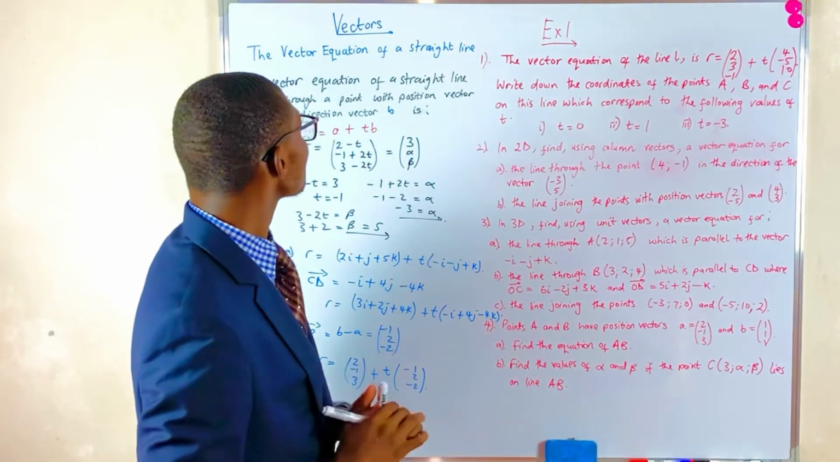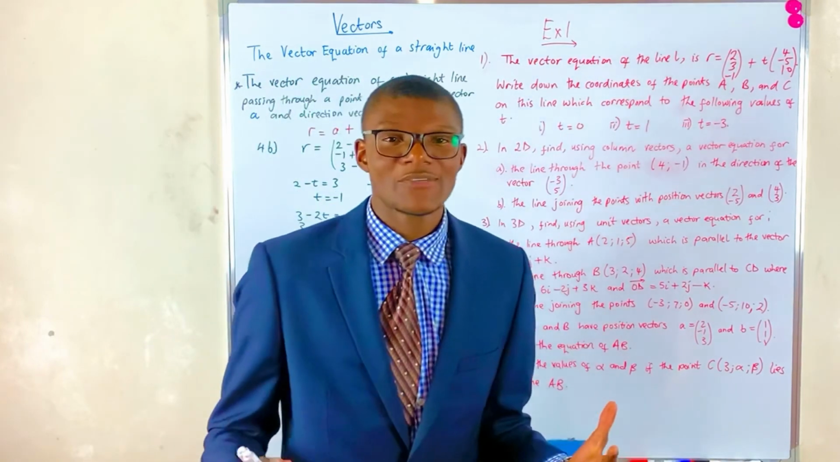Okay, so this was looking at how we come up with the vector equation of a straight line.